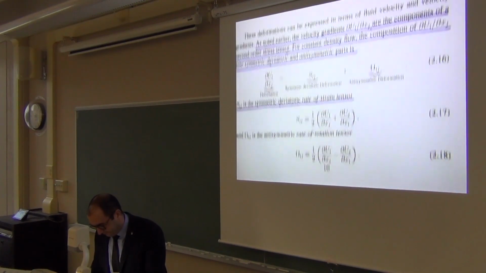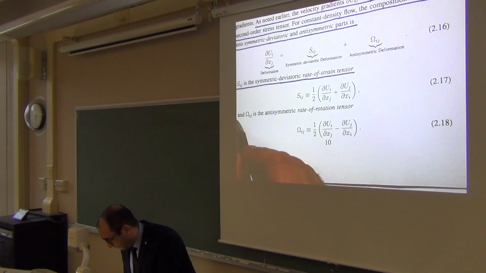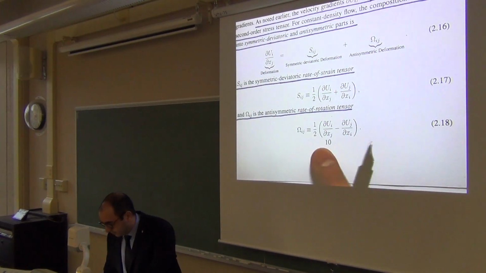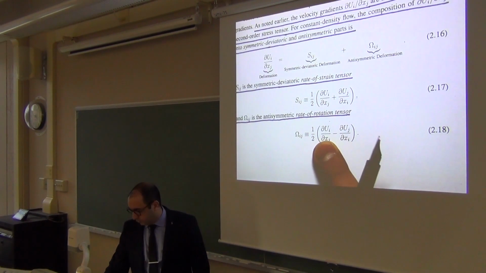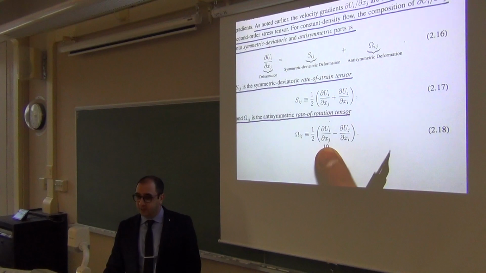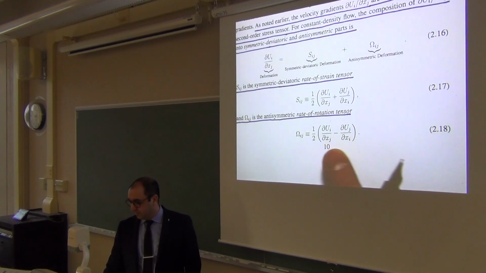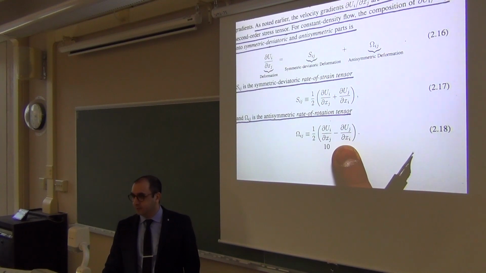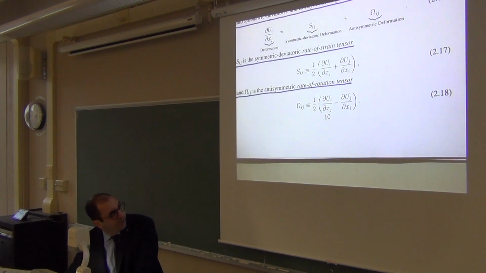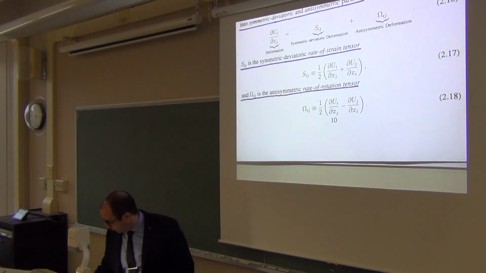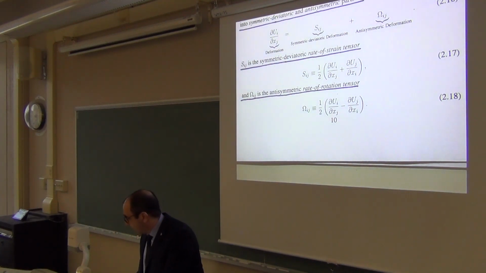The other one, omega, the antisymmetric, is the rate of rotation. So now I'm doing the same, but I have a negative sign here. So again, 1/2 of the partial ui partial xj minus partial uj partial xi. So this could be, for example, 1/2 of partial u partial y minus partial v partial x. And I just put it in a way that at the end I do get the deformation if I add them up. Let's see what happens.